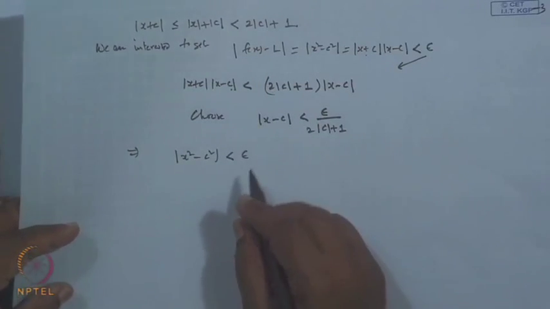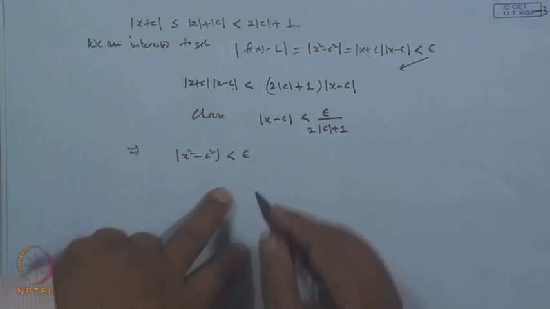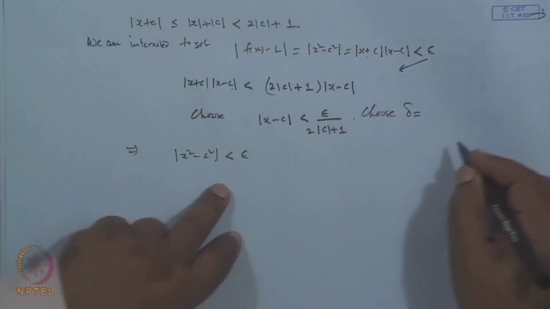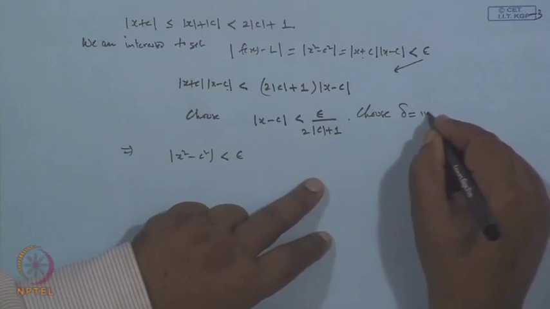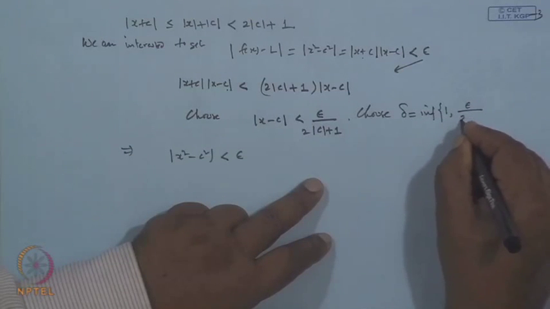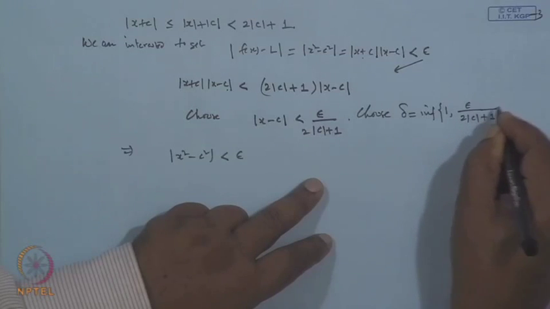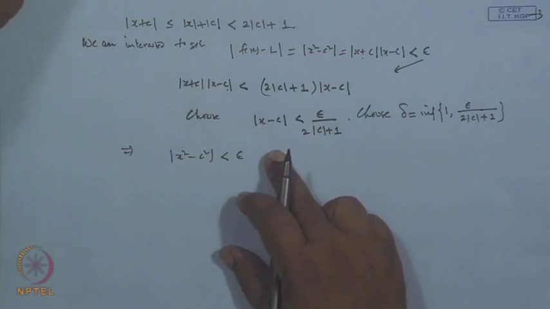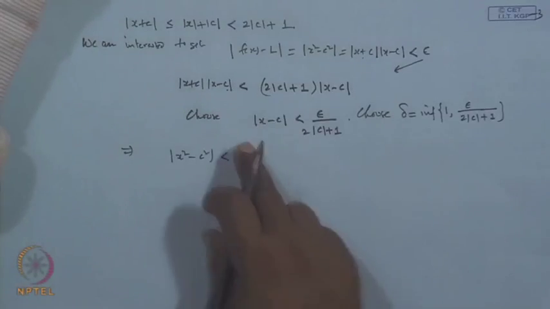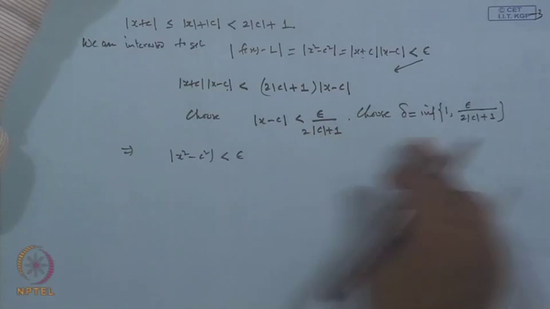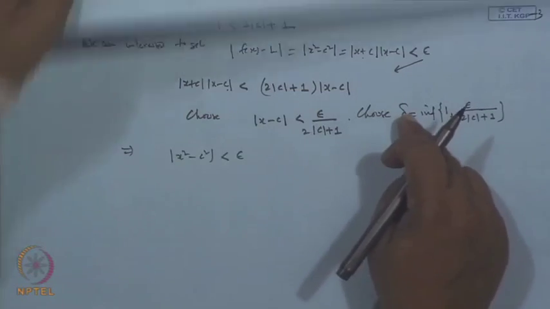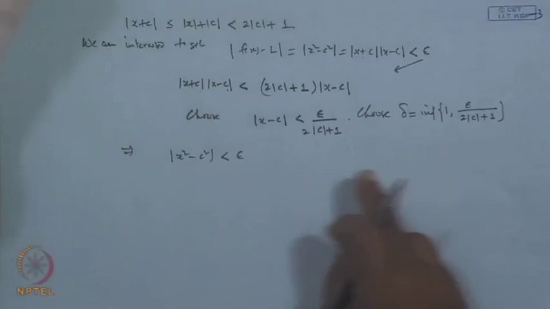If we pick from here, then choose delta to be the minimum of 1 and epsilon over 2 times mod c plus 1, because you are getting two bounds for delta. One is mod x minus c less than delta, where delta is 1. Here also you are saying mod x minus c is less than this. So, if I choose the delta which is the minimum of these two, then for this particular delta, this result will also hold.